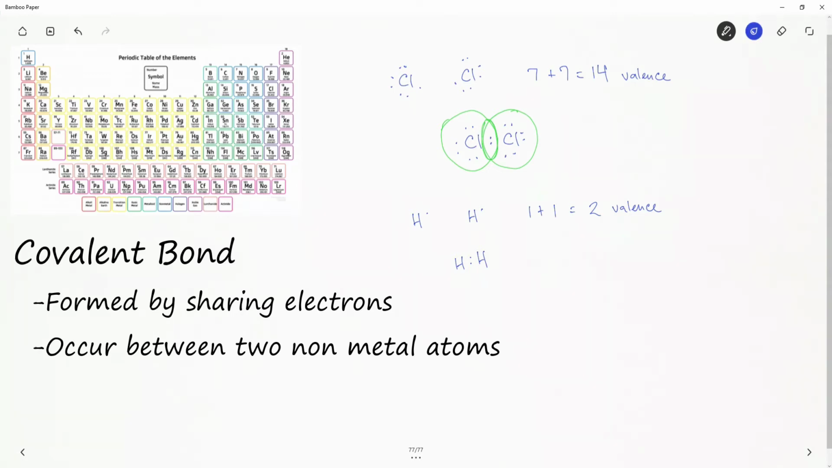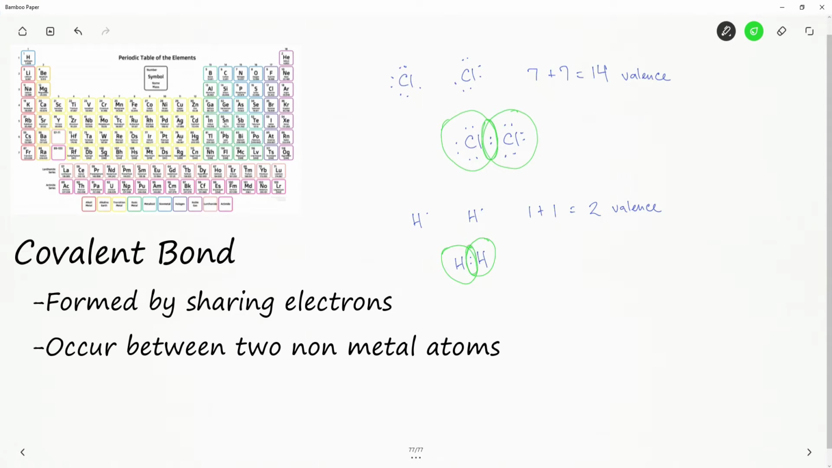So again, let me switch to a different color so I can show this bond a little easier. This hydrogen has 2 valence electrons. This hydrogen also has 2 valence electrons. They share this pair of electrons.